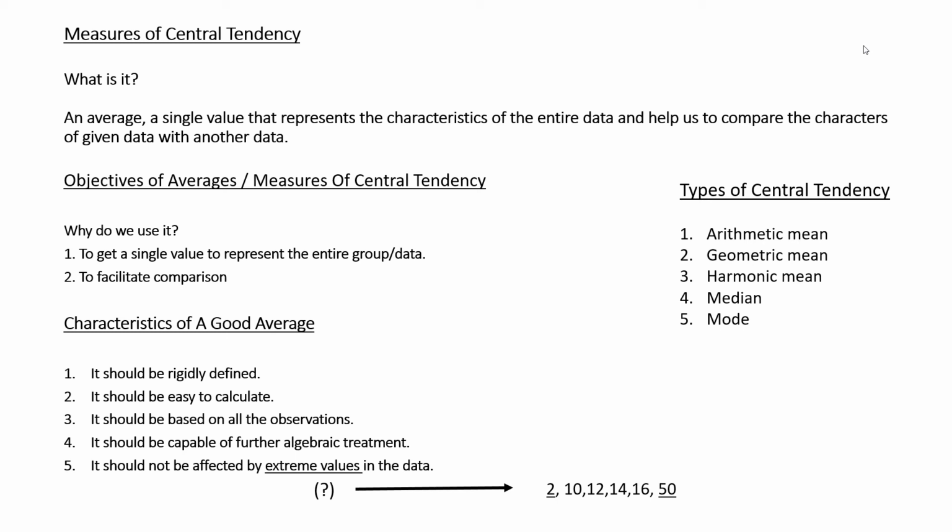10, 12, 14, 16 are put in a systematic manner with a gap of 2 each. But when we see that 2 is far less than 10 and it is a much distant figure, and when we look at the extreme right here, 50 is much more distant than the rest. So we can consider these two values as the extreme values, and to be a good average your calculation should not be affected by these extreme values.